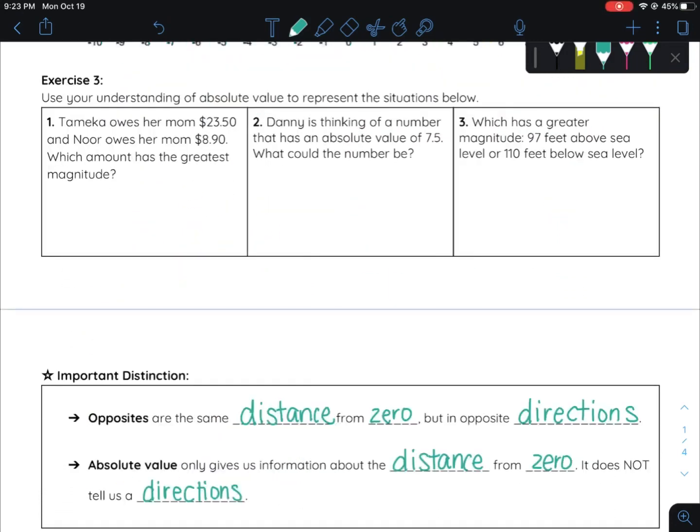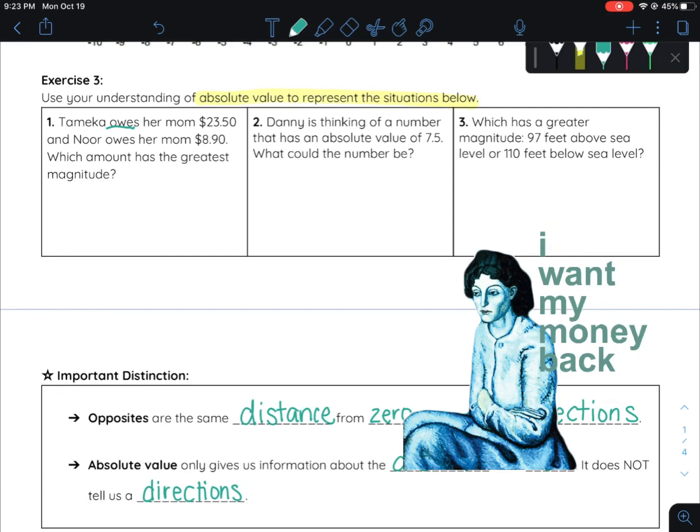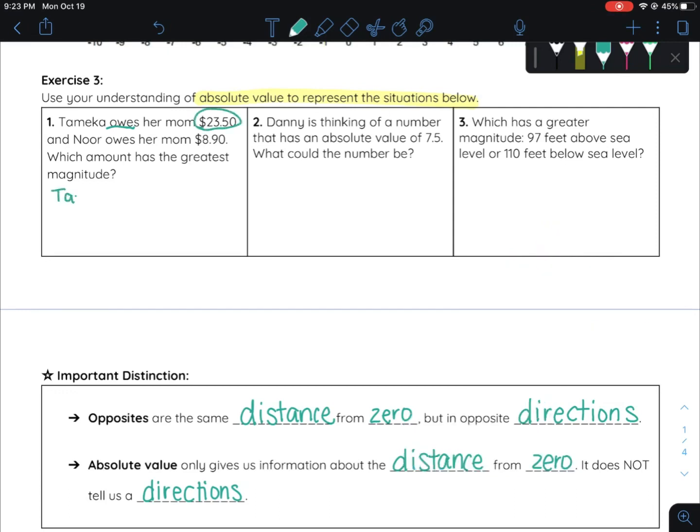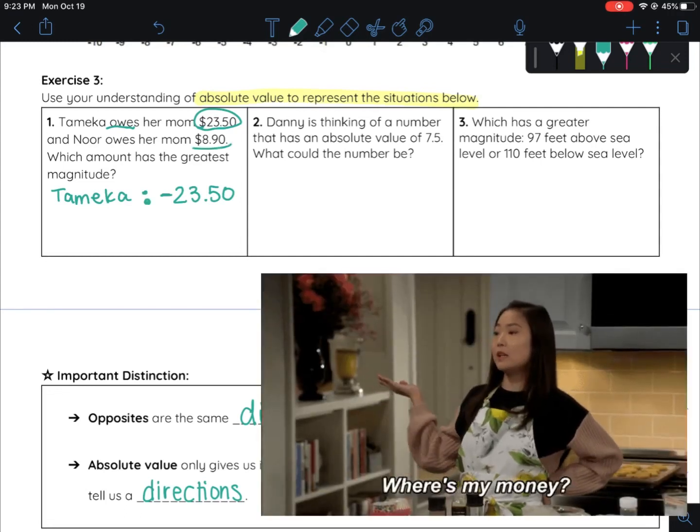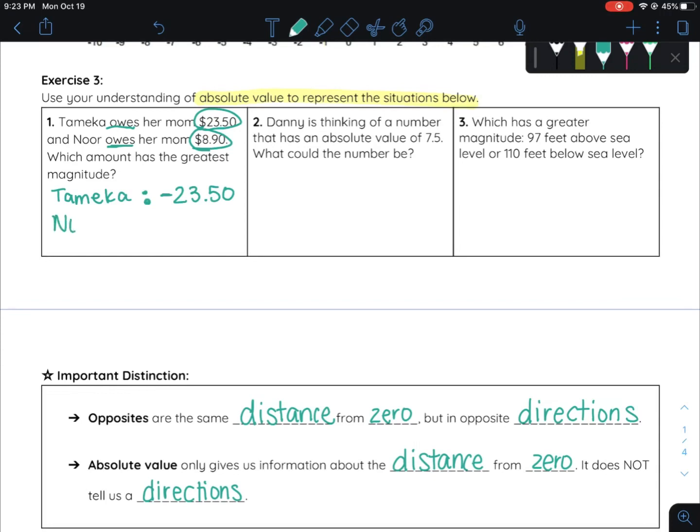In exercise 3, we're looking at how to use and interpret absolute value in real life. All right, so we want to take absolute value and use it to describe something in real life. So for number 1, Tamika owes her mom $23.50. So I know that owes is a negative word, so I'm not even going to read the rest. I'm just going to write Tamika, and I'm going to say -$23.50. And Nor owes her mom $8.90. And again, owes is a negative word. Which amount has the greatest magnitude?